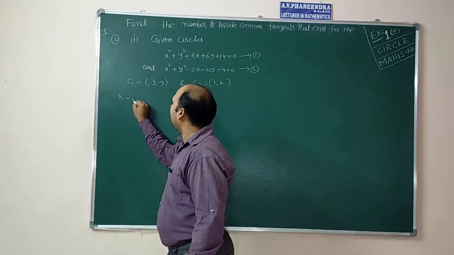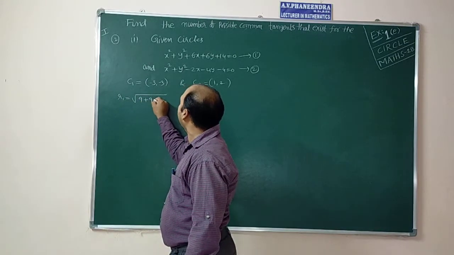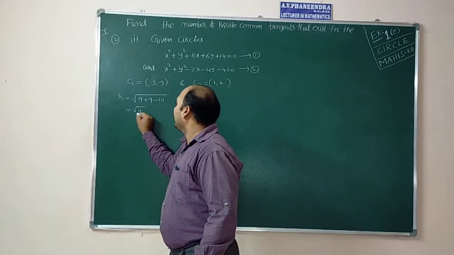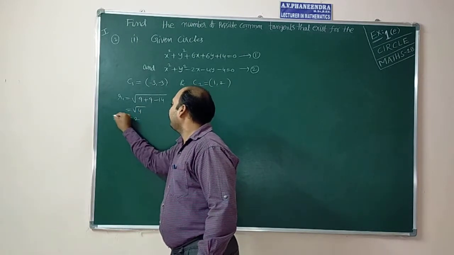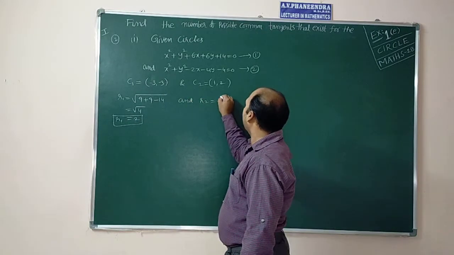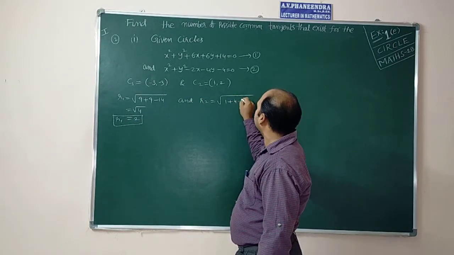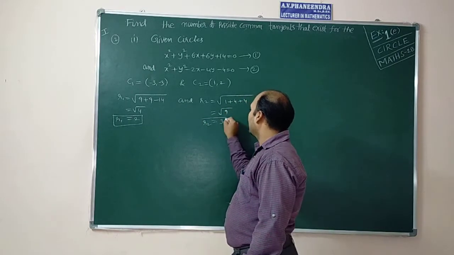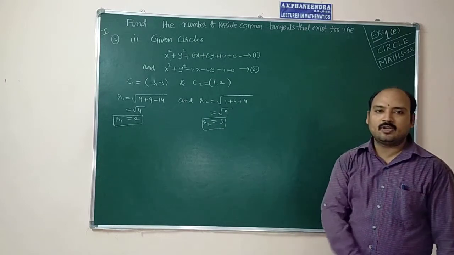Radius of the first circle R1 equal to square root of 9 plus 9 minus 14, root 18 minus 14 is root 4, which is equal to 2, and R2 equal to square root of 1 plus 4 minus of minus 4, root 9, which is equal to 3. Radius of the second circle.